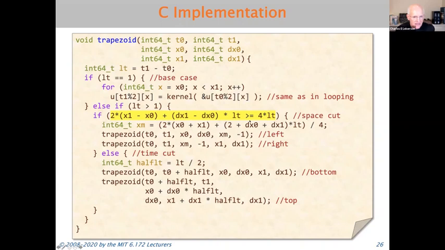Do we do a space cut? If so, we compute the middle point, and then we do the trapezoid on the left and the trapezoid on the right. Otherwise, we do a time cut. We compute the midpoint of the number of iterations to go, and then we run the trapezoid code for left and right.